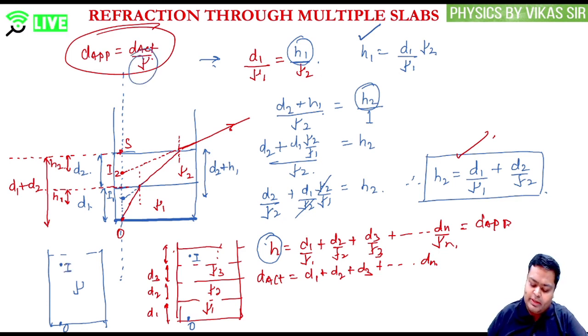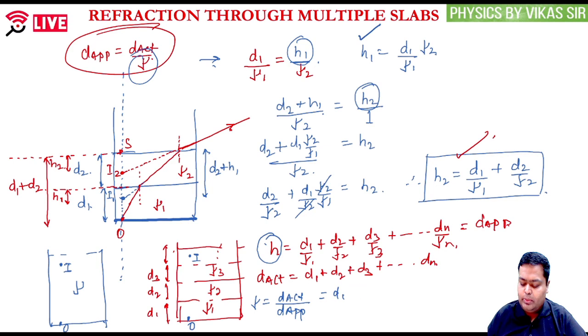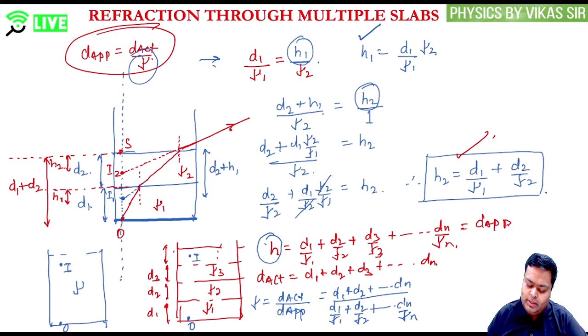So the value for that effective refractive index will be equal to d actual upon d apparent। So d actual की वैल्यू कितनी है, that is d1 plus d2 till dn and divided by d apparent which is d1 upon mu1 plus d2 upon mu2 till dn upon mun। So I'm able to calculate a value for the effective refractive index of that equivalent liquid.